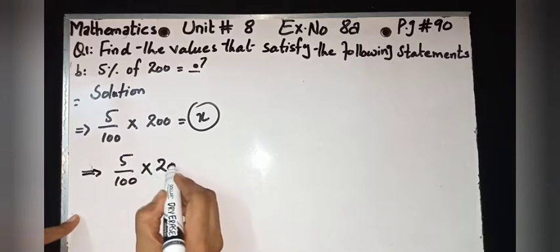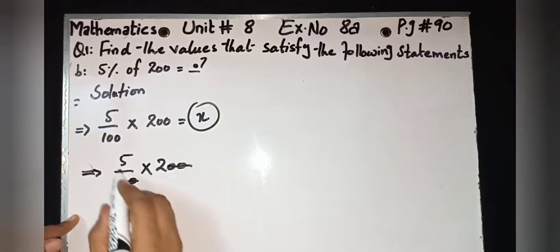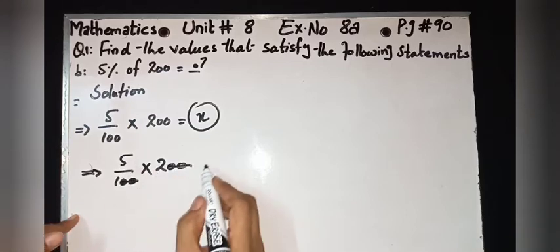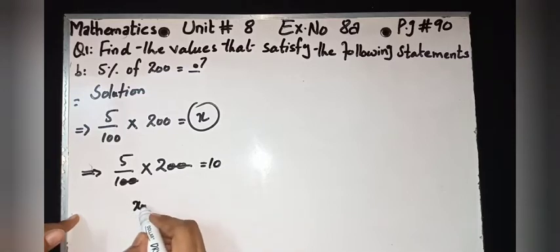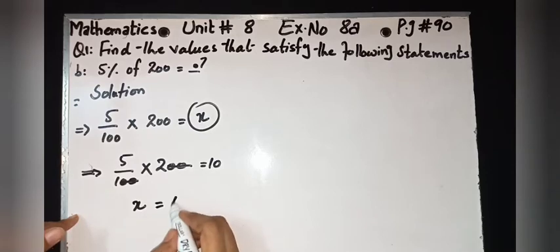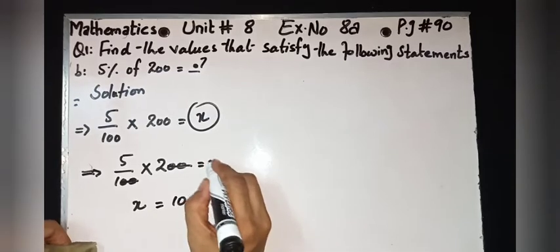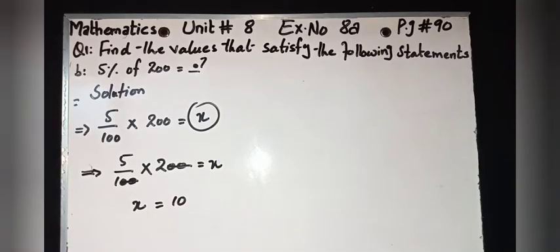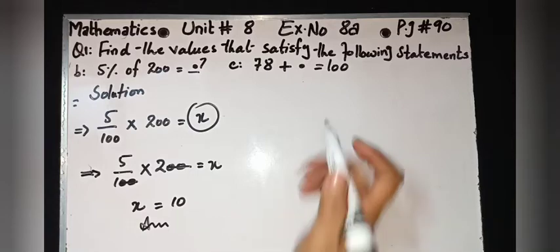Multiply by 200. Reduce it. 2 0 cut with 2 0. 5 multiplied by 2. 5 2s are 10. It means x equal to 10. Right over here 10. It's best equal to x. Okay, x equal to 10. 5 2s are 10. Done. Second part, B.